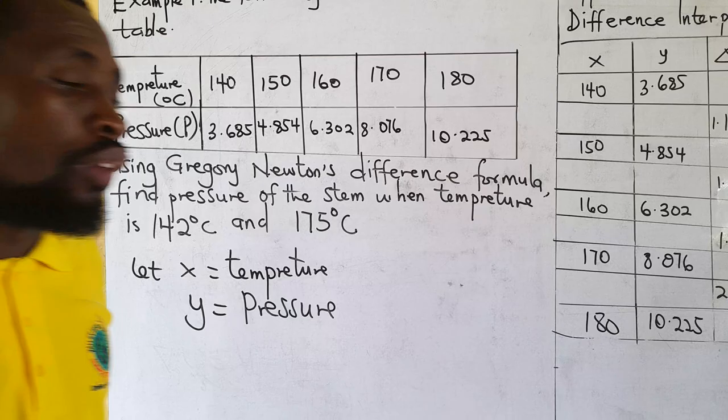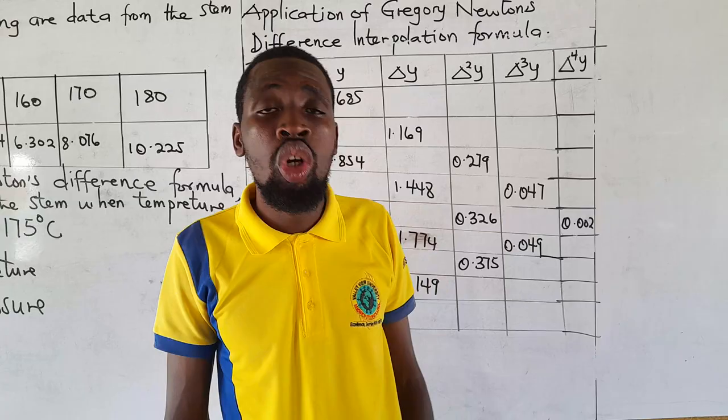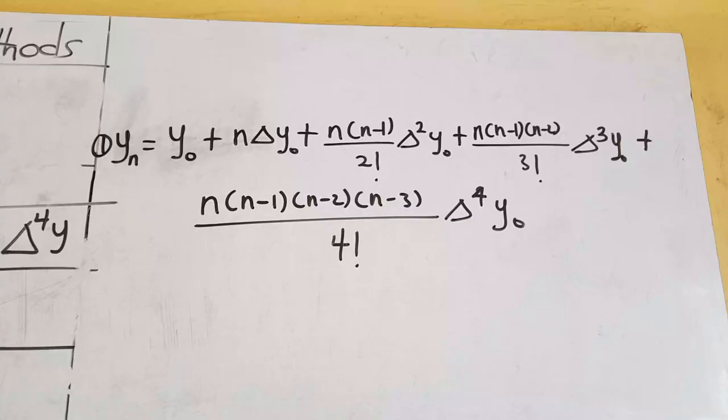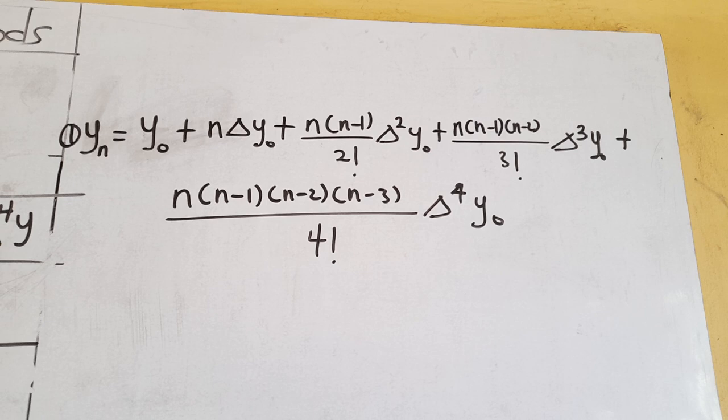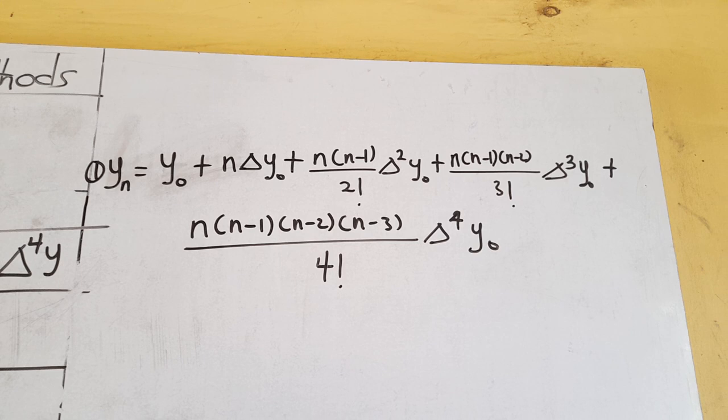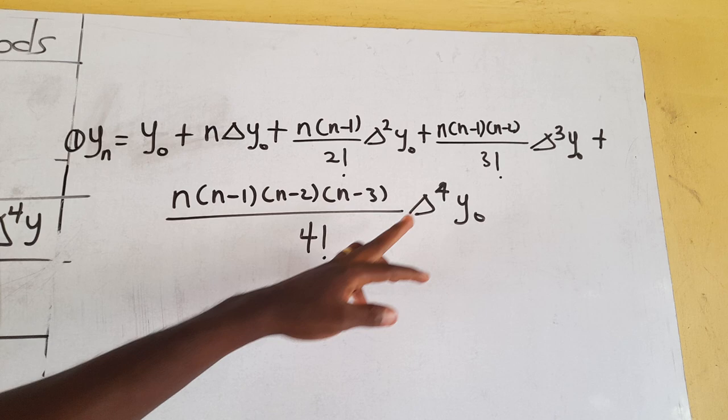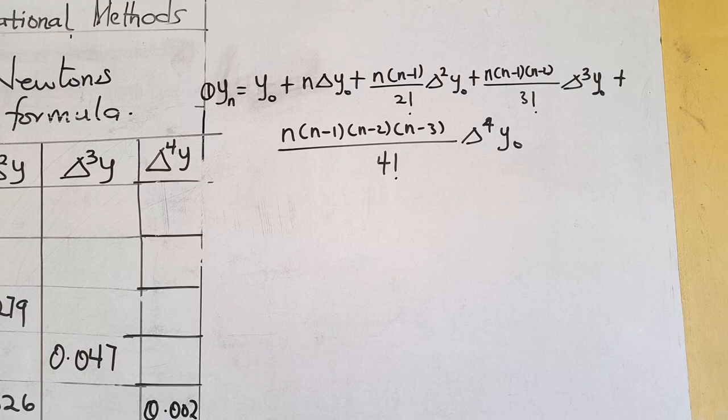Please check out my videos on how the forward difference formula came about, as well as the backward difference, on YouTube. So to find the value of pressure when temperature is 142 degrees Celsius, we realize that we have to use Gregory Newton's forward difference formula, and I've quoted the forward difference formula to that matter. I've quoted it up to the fourth power because our difference table is up to the fourth difference. I hope you understand that.